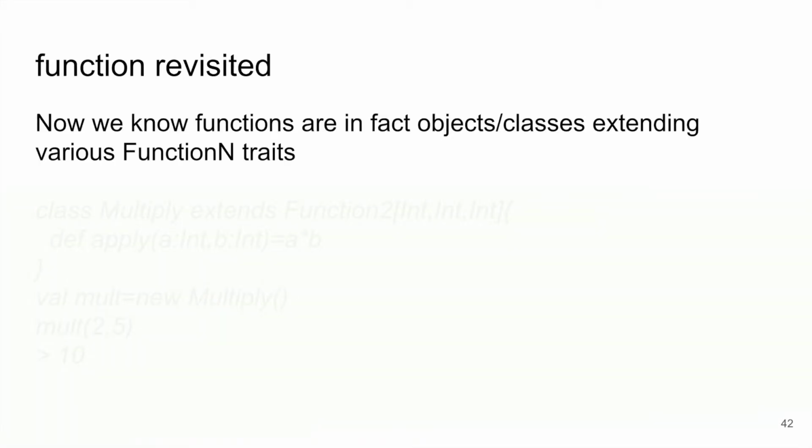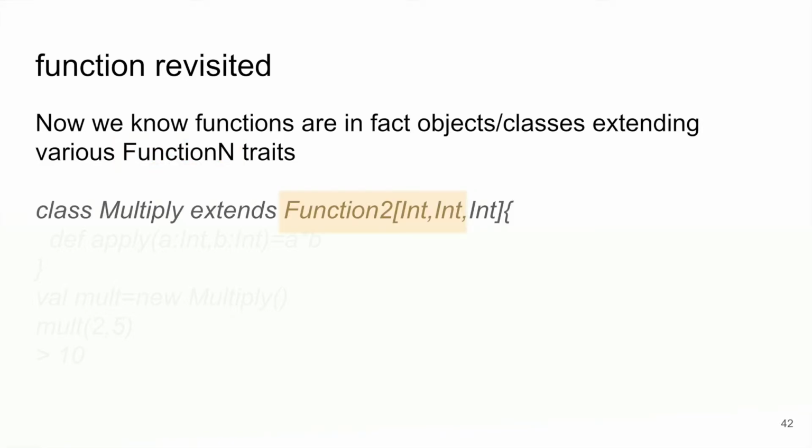Now we know functions are in fact objects or classes extending various function traits. The n in the function trait stands for the number of parameters your function should have. Function 2 has 2 input parameters. Function 5 has 5 input parameters, and so on. There is a maximum number of parameters, so don't go making functions with 1,000,000 parameters.